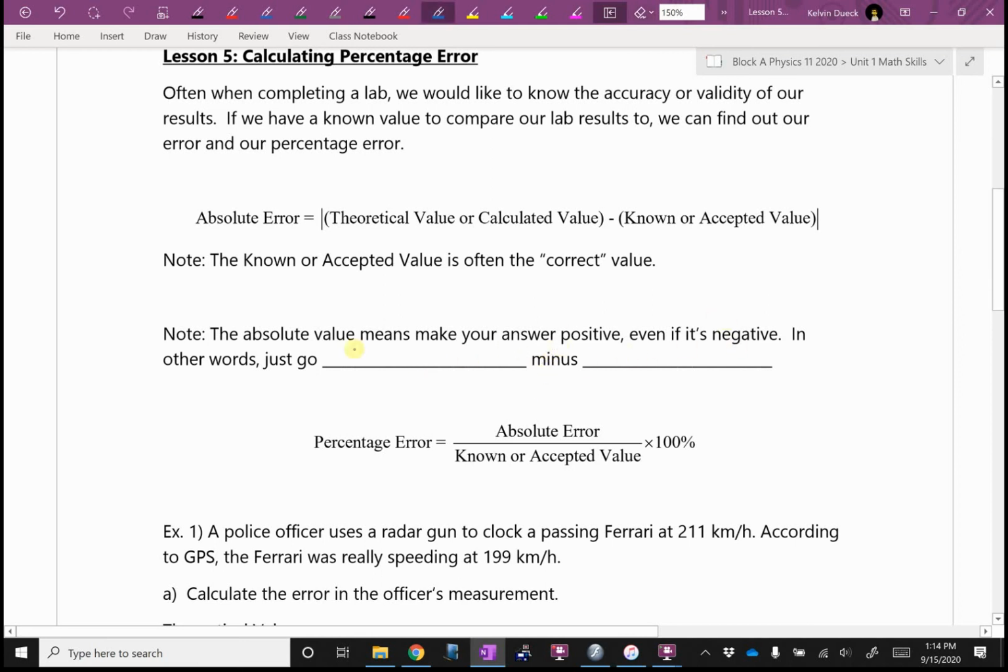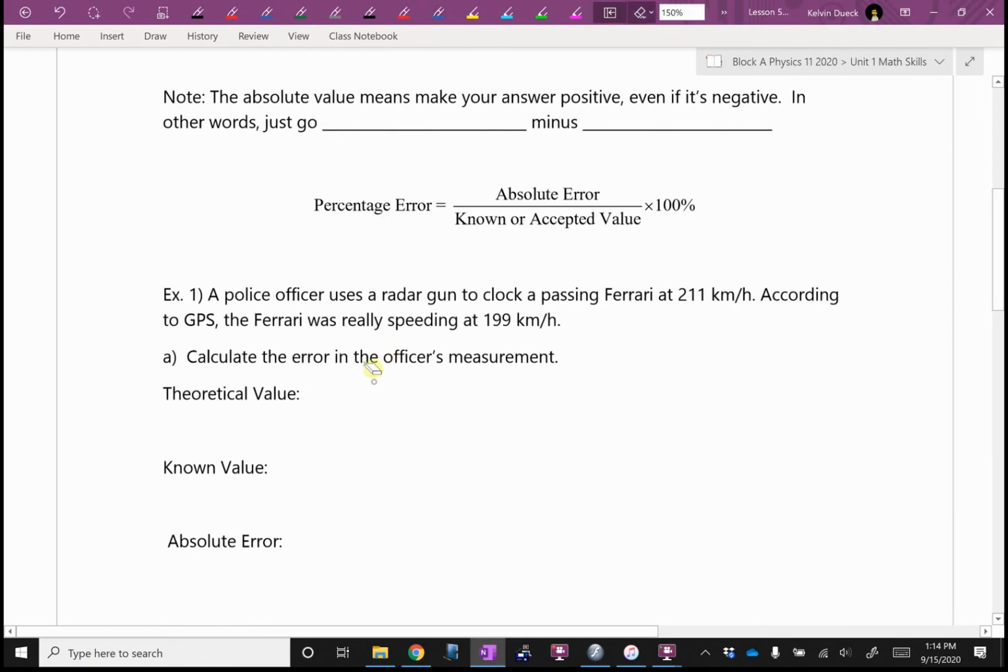In other words, just go bigger minus smaller. That gives you your absolute error. Then, if you want the percentage error, take the absolute error, 16 minus 12, 4, and divide it by the correct value, 16, and then multiply it by 100% to turn it into a percentage.